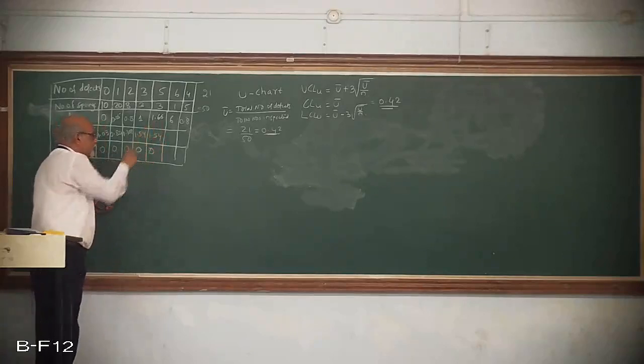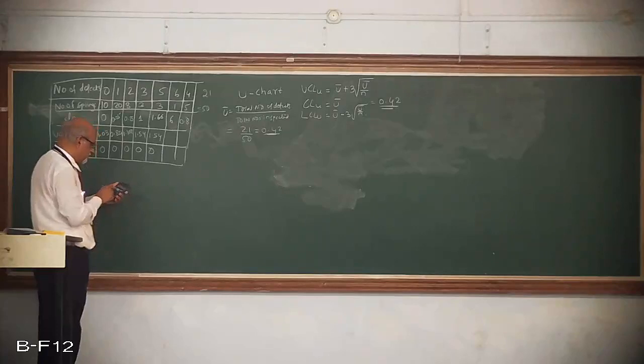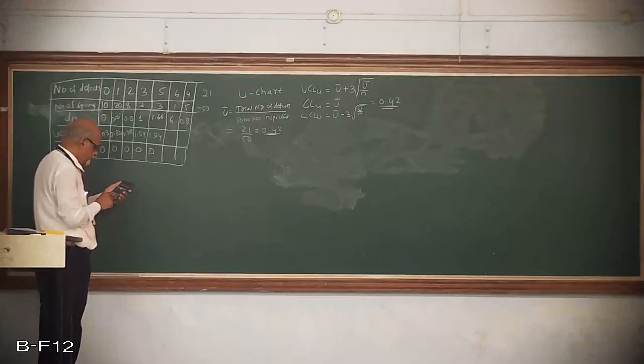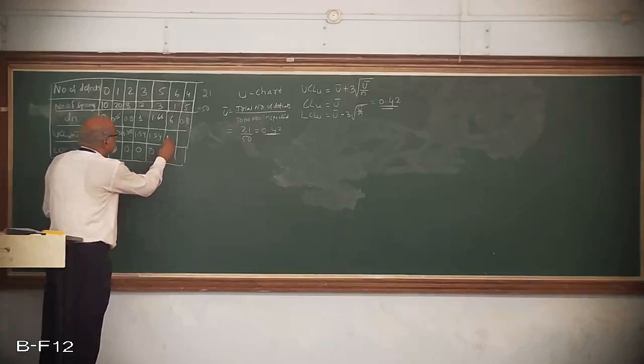Okay. Now if I look at this, 0.42 divided by, that is square root I am going to take, 0.64 multiplied by 3, 1.94 plus 0.42, this is 2.36, and this is obviously 0.